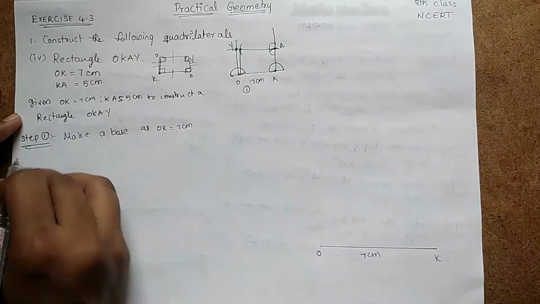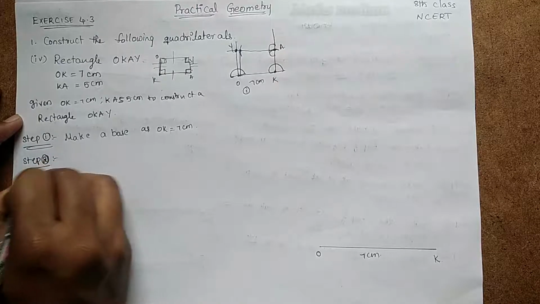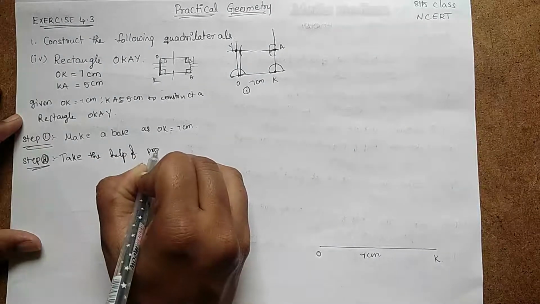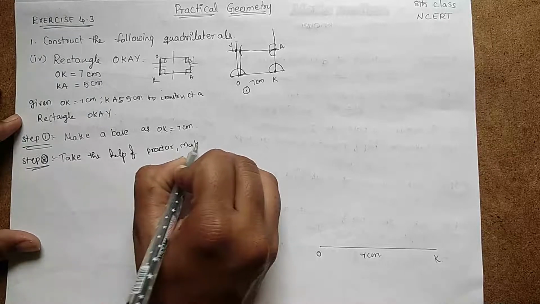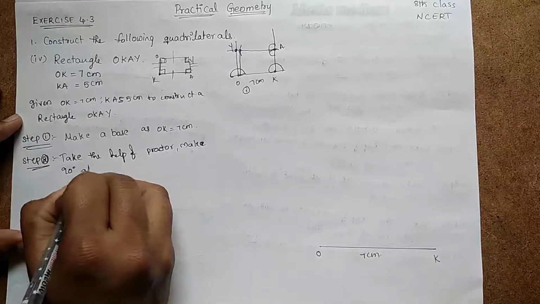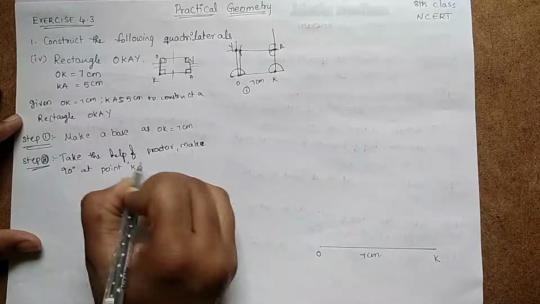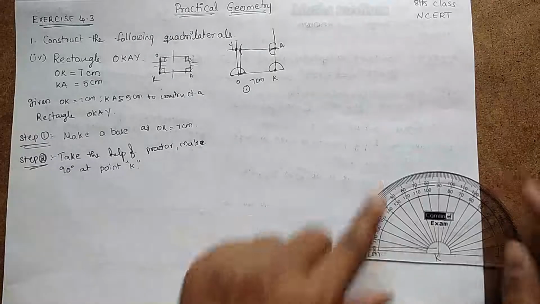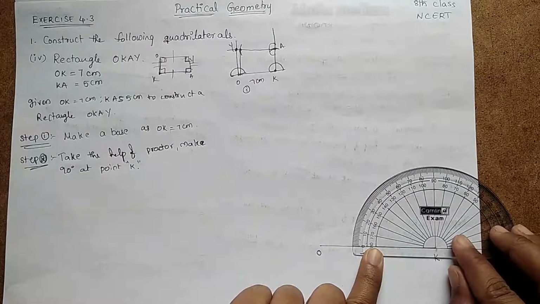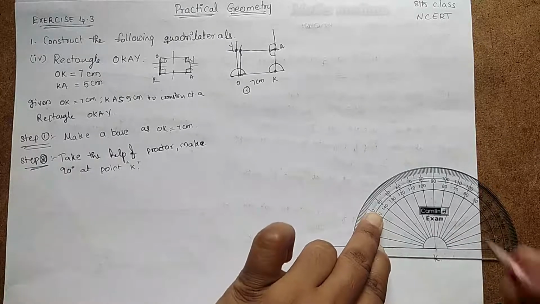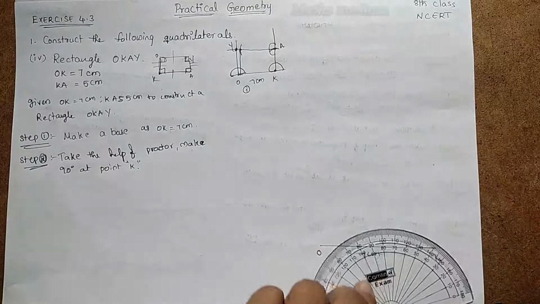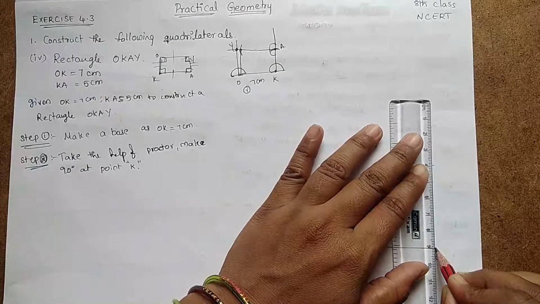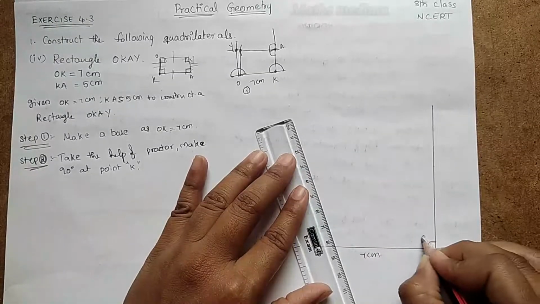Next, step 2, we have to construct the rectangle using point K. Take the help of a protractor and make 90 degrees at point K. Make sure that the protractor's center is at the point where we have to measure the angle, and the line is aligned with the 0 degrees line. Put 90 degrees at the point and draw a line. So angle K makes an angle of 90 degrees.